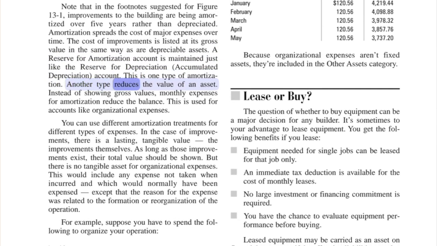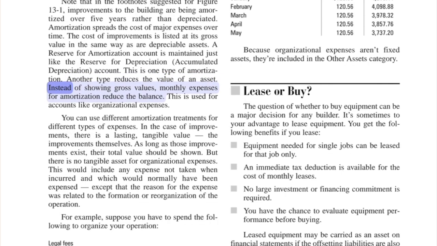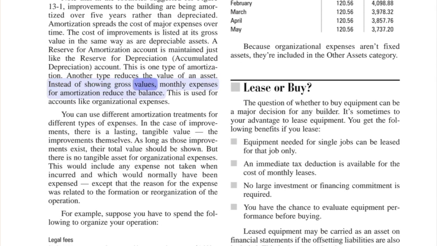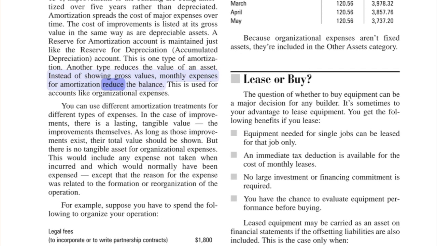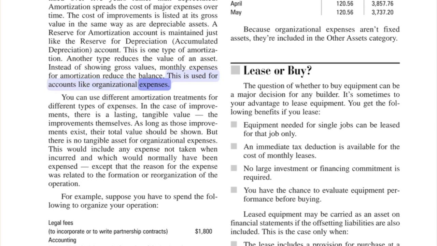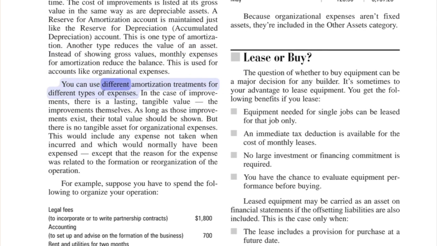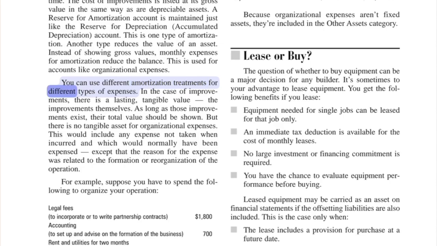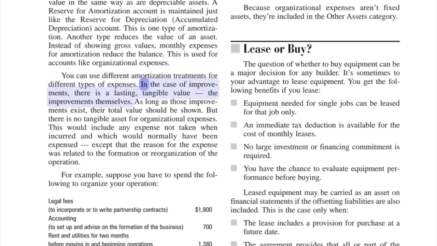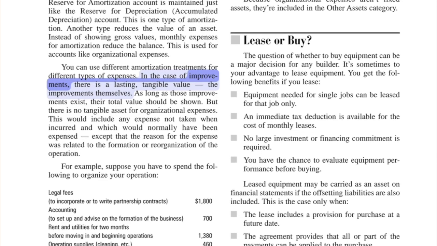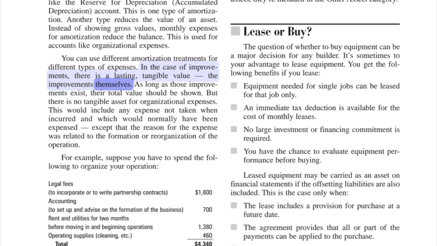Another type reduces the value of an asset. Instead of showing gross values, monthly expenses for amortization reduce the balance. This is used for accounts like organizational expenses. You can use different amortization treatments for different types of expenses. In the case of improvements, there is a lasting, tangible value. The improvements themselves.